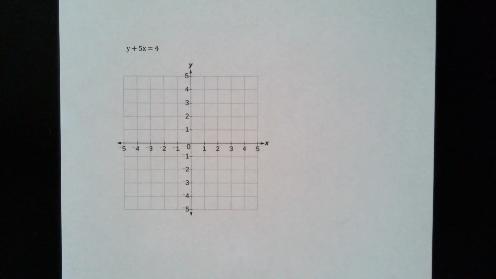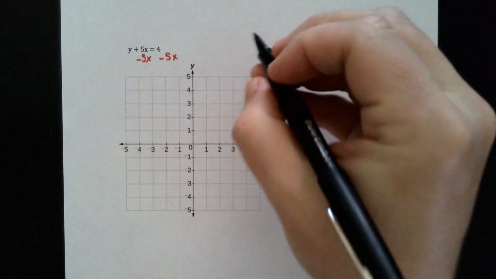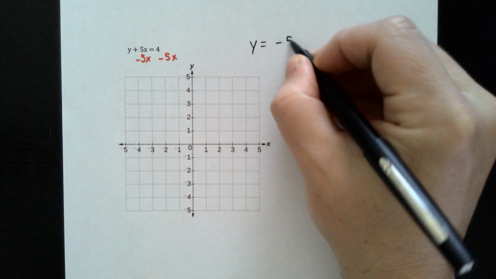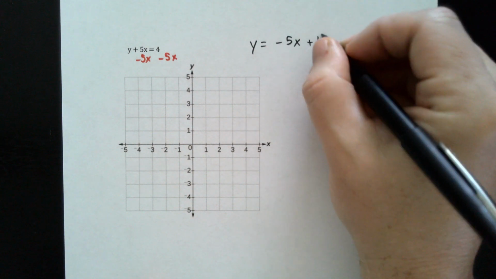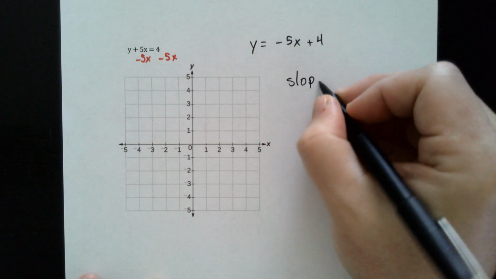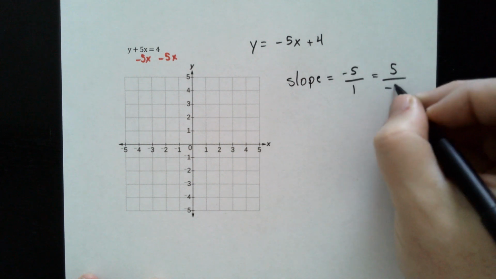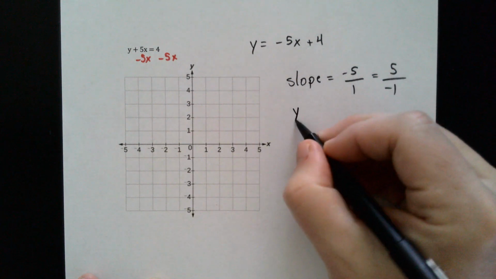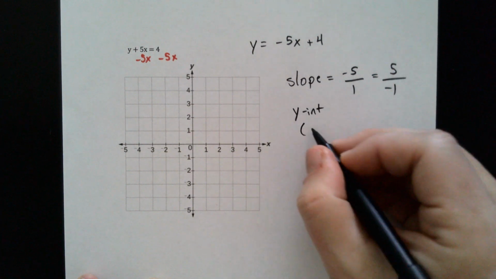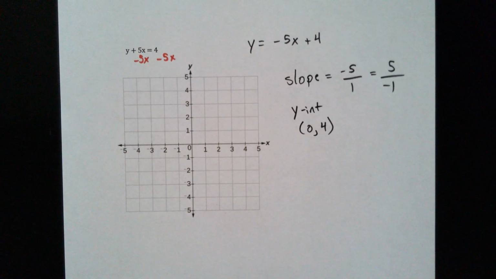One more of these problems. We've got y equals 5x plus 4. So let me get this 5x to the other side. That will give me y equals -5x plus 4. Now I have my slope, which is the number in front of x, that's -5. So I'll put a 1 under it, or I could write it as 5 over -1. And then the y-intercept is (0, 4). That comes from right here. So I go to the y-axis, I go to 4.